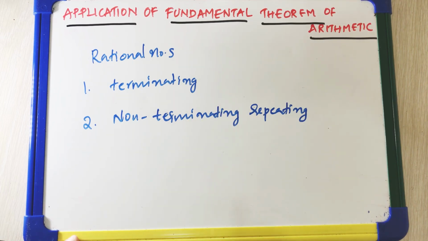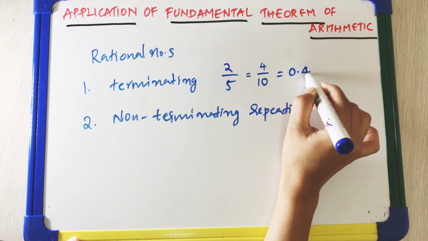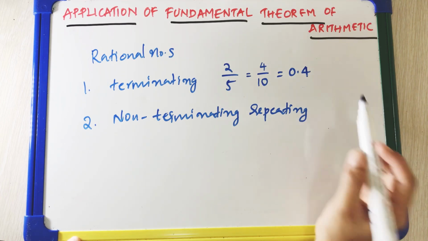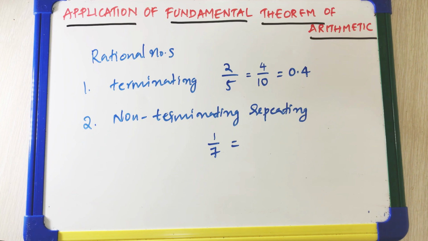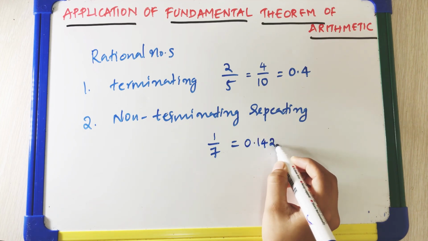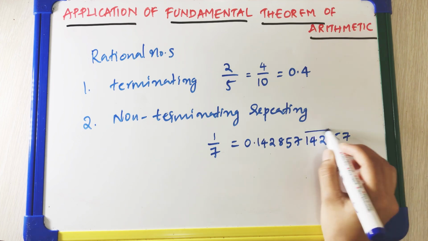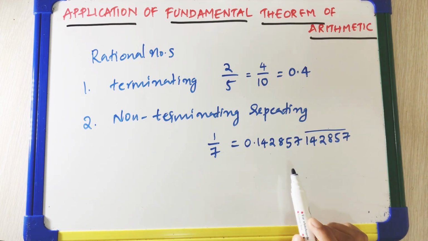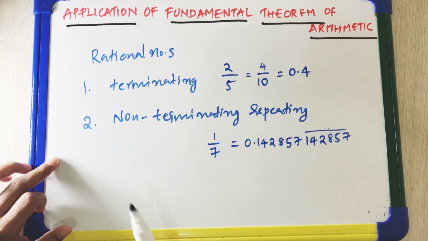See example, what is 2 by 5? 2 by 5 can be written as 4 by 10, which is equal to 0.4. Here the decimal expansion terminates. And see what is 1 by 7? You just check it out. It will be 0.142857, again 142857, again it will be repeating. We can see this example in detail later. And here we are discussing when rational numbers have terminating decimal expansion and when they have a non-terminating repeating decimal expansion.